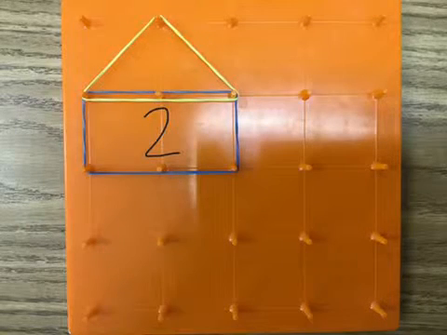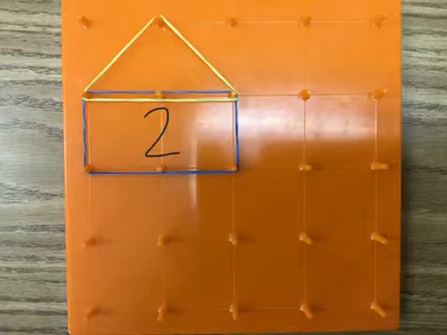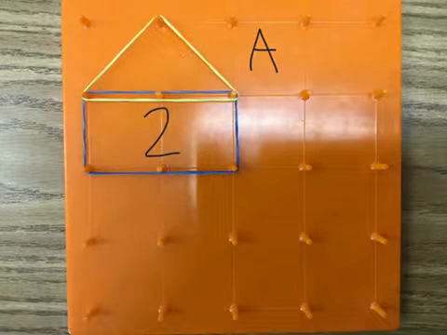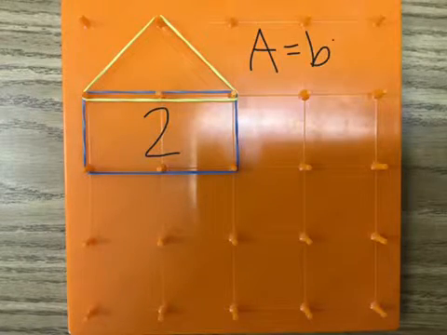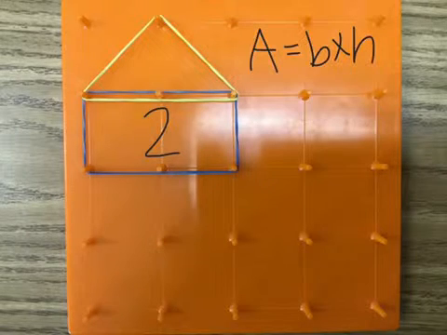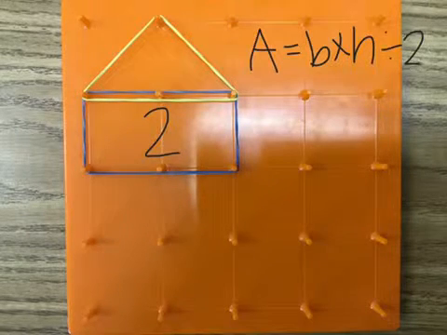So I already know my area of that rectangle, and now I want to go ahead and find the area of the triangle up above. So I know that to find the area of a triangle, I also am going to do base times height, but then I'm going to divide that final answer by 2.